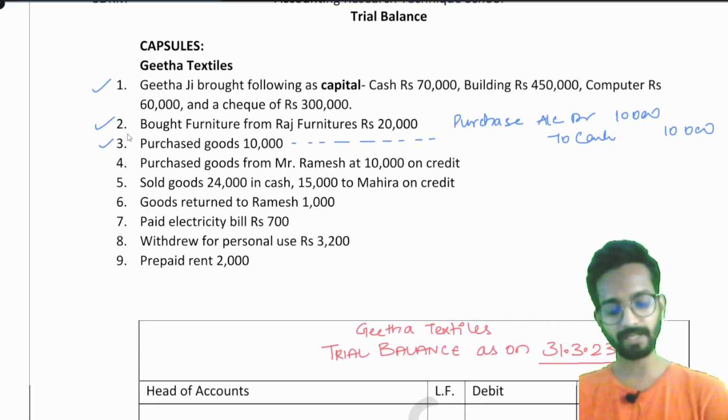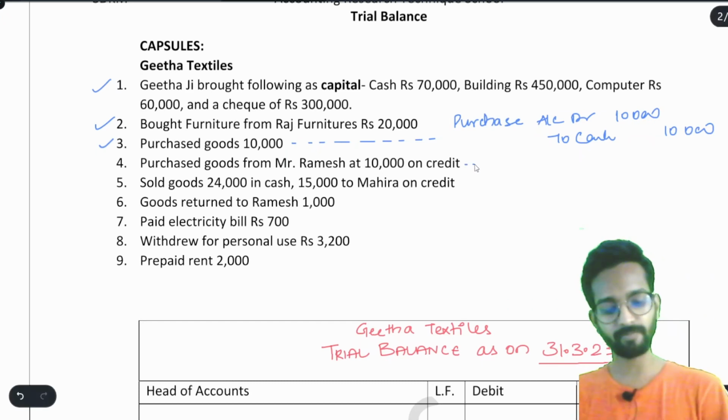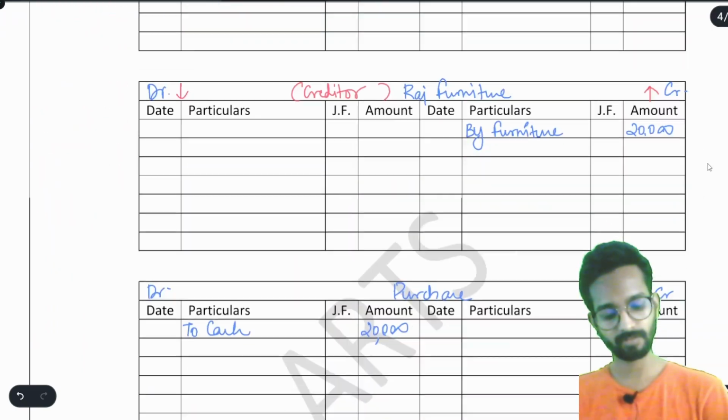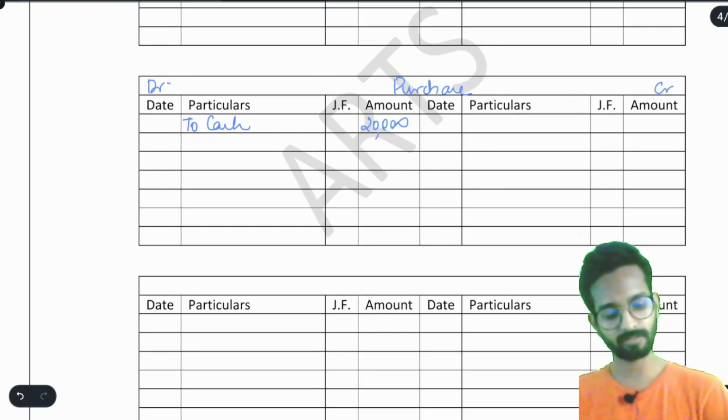Purchased goods from Ramesh at 10,000 on credit. So see, now we are purchasing on credit. So again, we will write here purchase account debit to Ramesh 10,000. So again, go to the purchase account. In the purchase account, we will write here to Ramesh 10,000, because here stock is increasing. Purchase here is our expense.